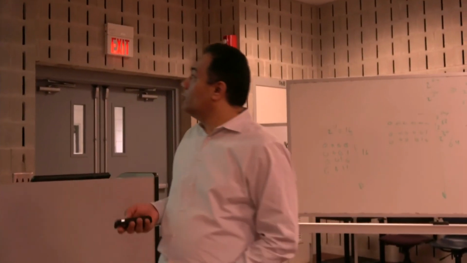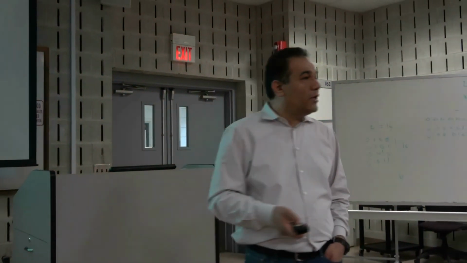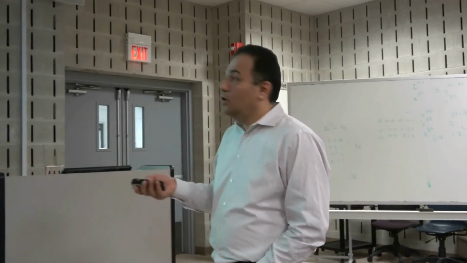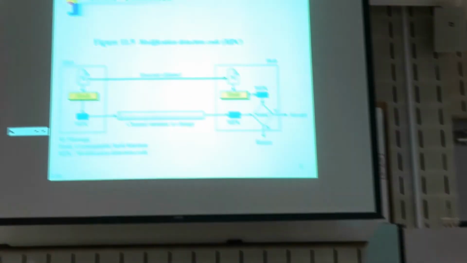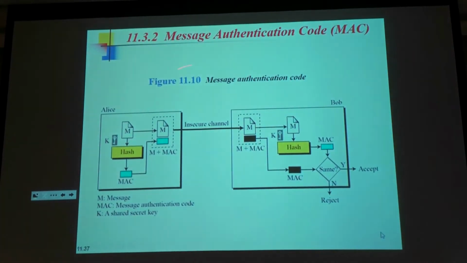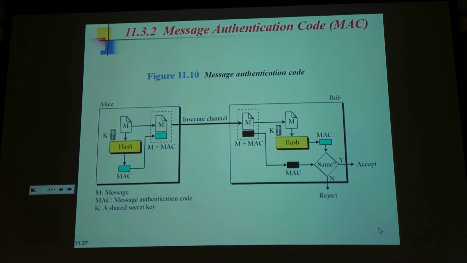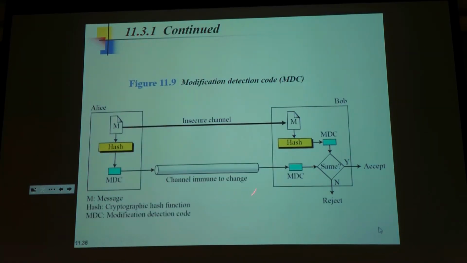So in here, in the modification detection code, we have two channels: a secure channel for the data, and a secure channel for the digest. All right. For the message authentication code, focus on here. There is a key in here. So to remove the need for a secure channel, we added a key.